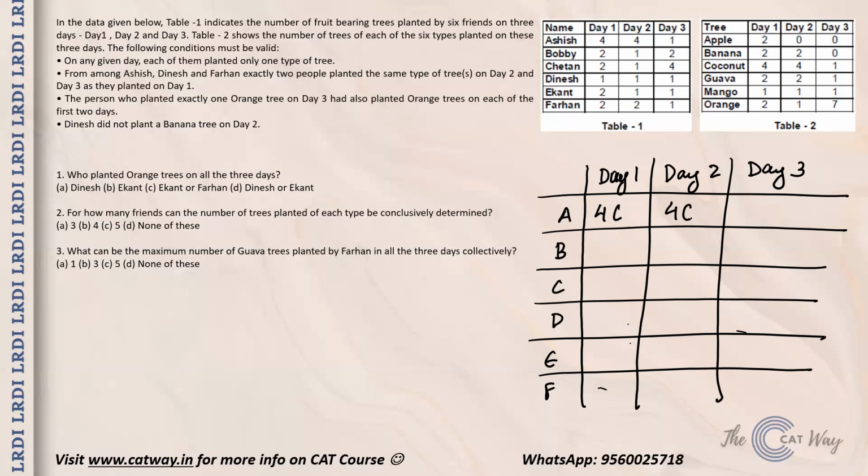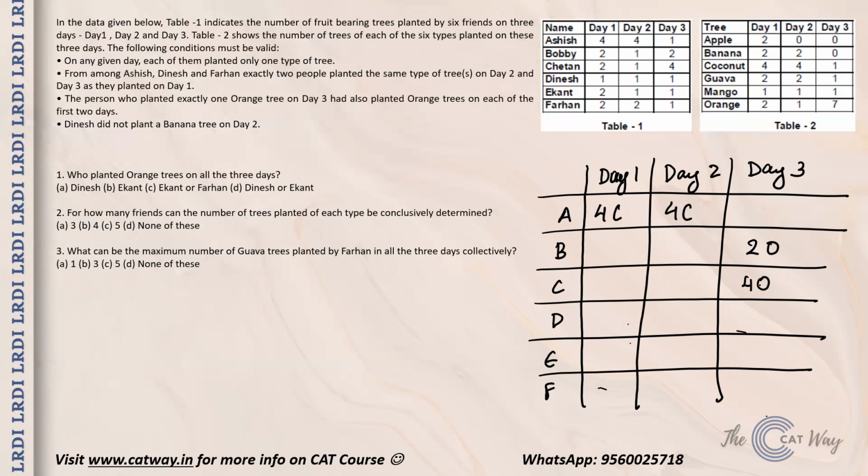Now, if you look at day 3, you see that there were 7 orange trees. Bobby and Chetan cannot plant any other type of tree because they cannot distribute their 2 or 4 trees into different types, right? So if Bobby has to plant 2 trees, it has to be of the same type, and the only possibility is orange. So Bobby will be planting 2 orange trees. And similarly, Chetan will be planting 4 orange trees. So this has been given to us.